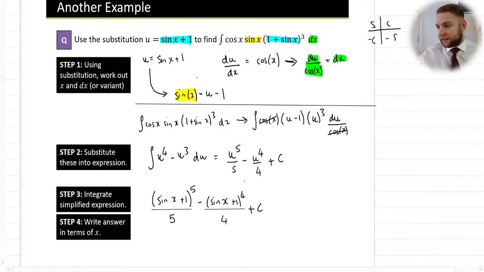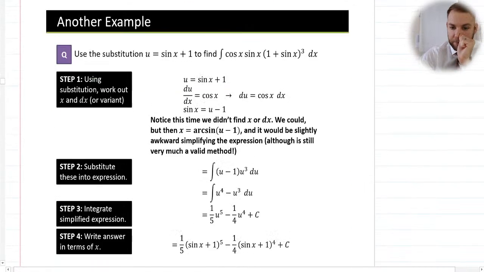I'll give you a little second to get that down. So let's move on then.